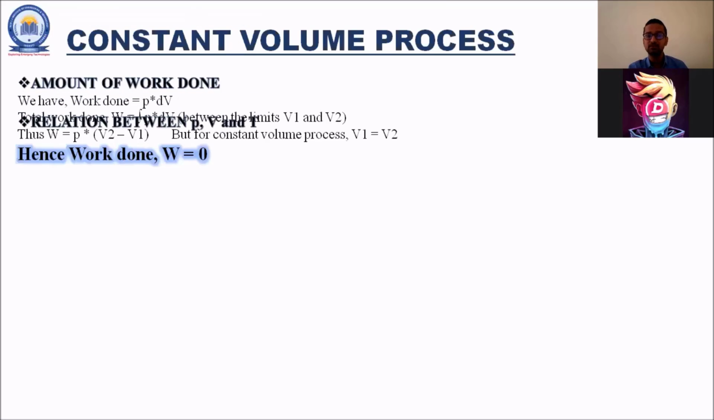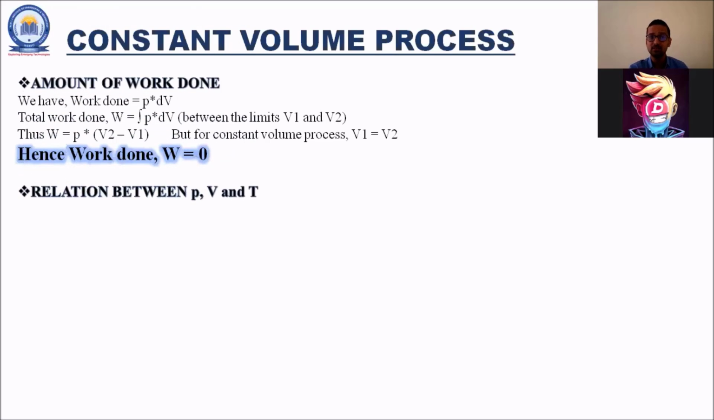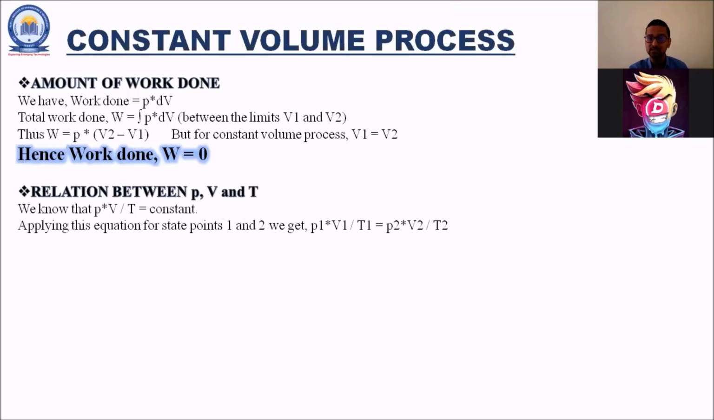Let us proceed further with the second derivation, that is the relation between the pressure, volume and temperature. We are already aware about the combined gas law that states that PV by T is equal to constant. If I am writing this equation at the initial stage and the final stage, then I can write down P1 V1 by T1 is equal to P2 V2 by T2. Since the volume is constant, we can write down V1 is equal to V2. So both these terms are cancelled out. So finally we are getting the answer, that is P1 by T1 is equal to P2 by T2.